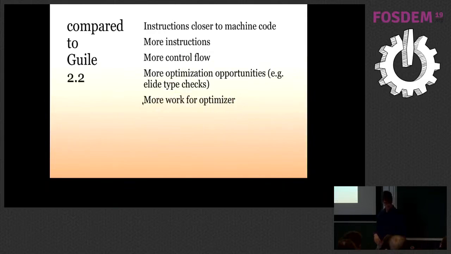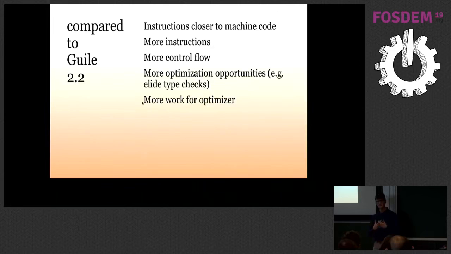And so you have instructions which are closer to machine code. It's closer to a low-level virtual machine, if you will, LLVM. You have more instructions for a given program. In that bytecode, you have more control flow. The compiler can do more, though.